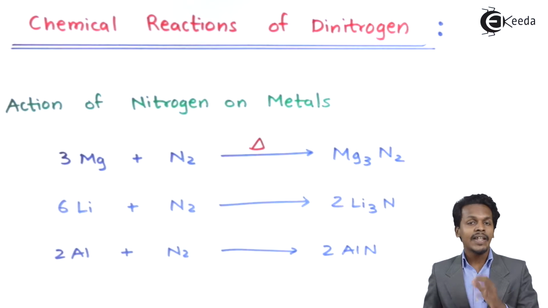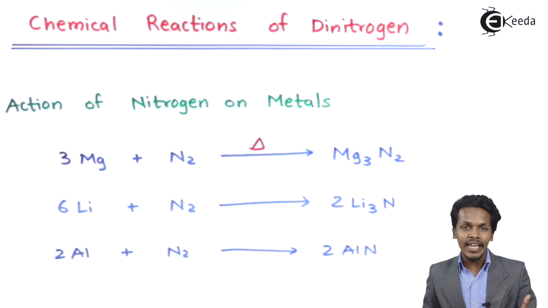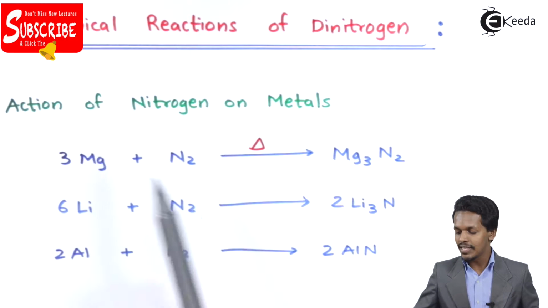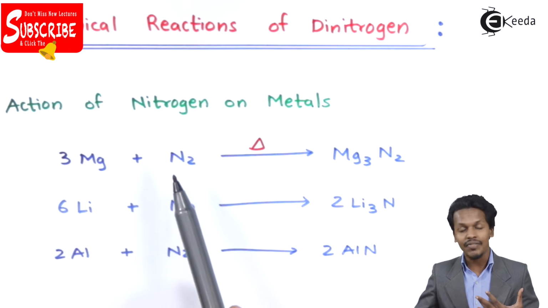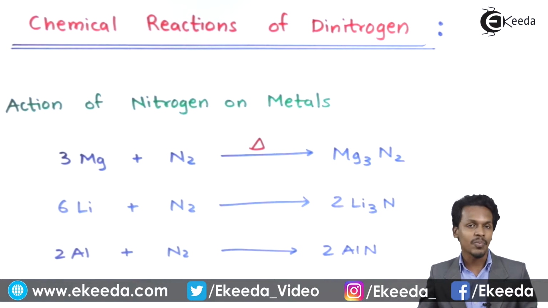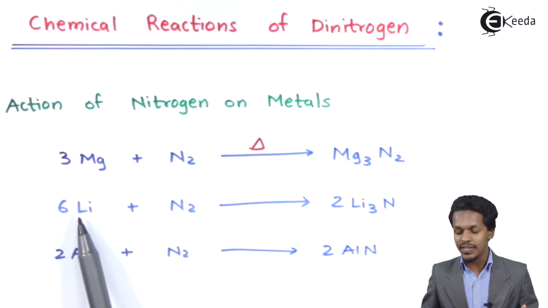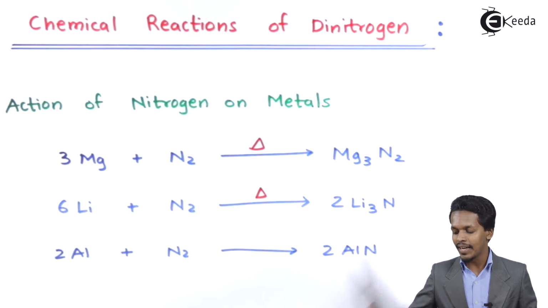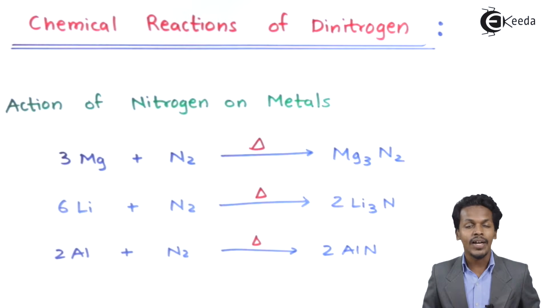The reason behind that is that nitrogen is not very reactive at room temperature, so it requires a higher temperature for the reaction to occur, and that's why whenever magnesium reacts with nitrogen, it forms magnesium nitride. It is also the same case whenever lithium reacts with nitrogen: it will form lithium nitride, that is Li3N. And whenever aluminium reacts with nitrogen, it forms aluminium nitride. So these are the three reactions that I have discussed. Now let me talk about the other chemical properties of dinitrogen.